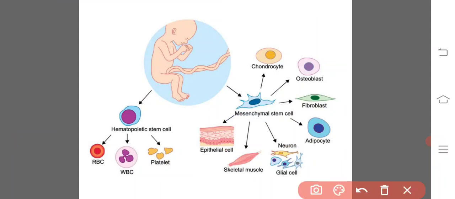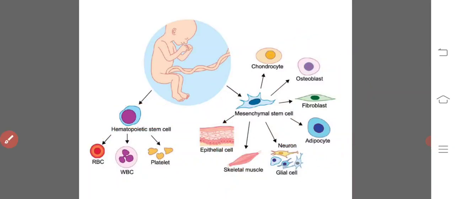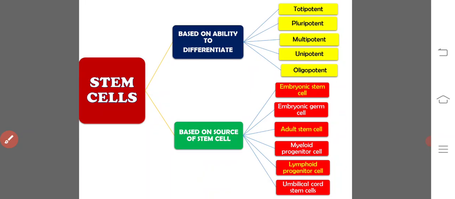See here, these are the hematopoietic stem cells which can differentiate into RBC, WBC and blood platelets. Here mesenchymal stem cells differentiate into chondrocytes which give rise to the formation of cartilage, osteoblasts which give us the formation of bone, fibroblasts, adipocytes, neurons and glial cells, skeletal muscles and the epithelial cells.